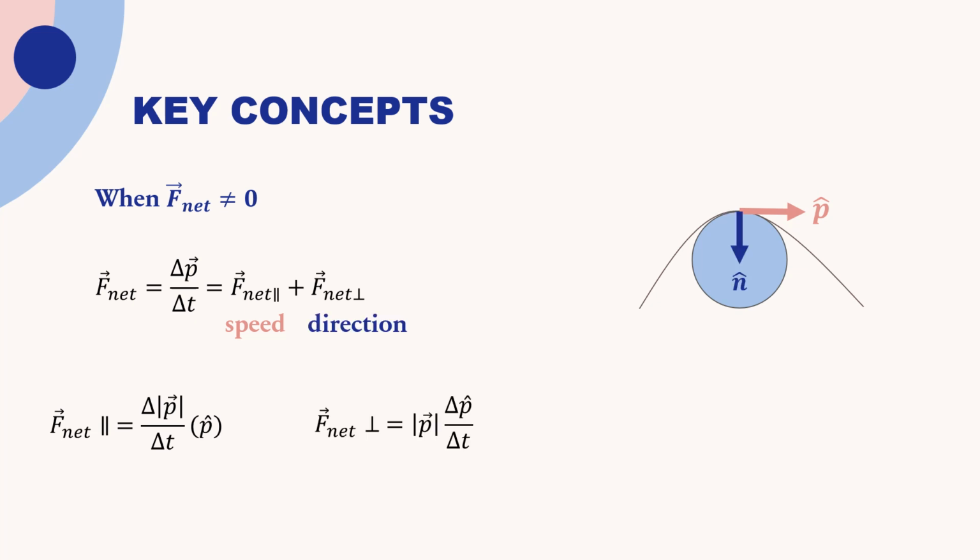Fnet perpendicular changes the direction of momentum, with n hat always pointing towards the center of the turning circle as shown here. It's equal to the magnitude of momentum times the change in direction over time, which is equal to mass times the magnitude of the velocity squared over the radius in the n hat direction.